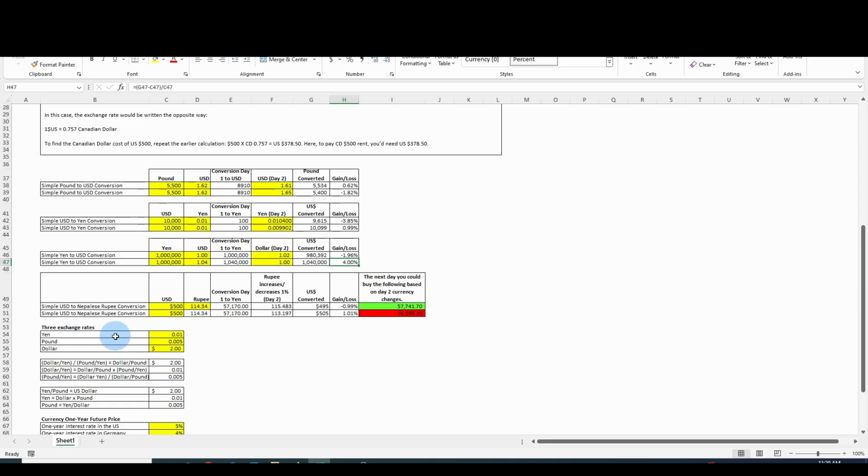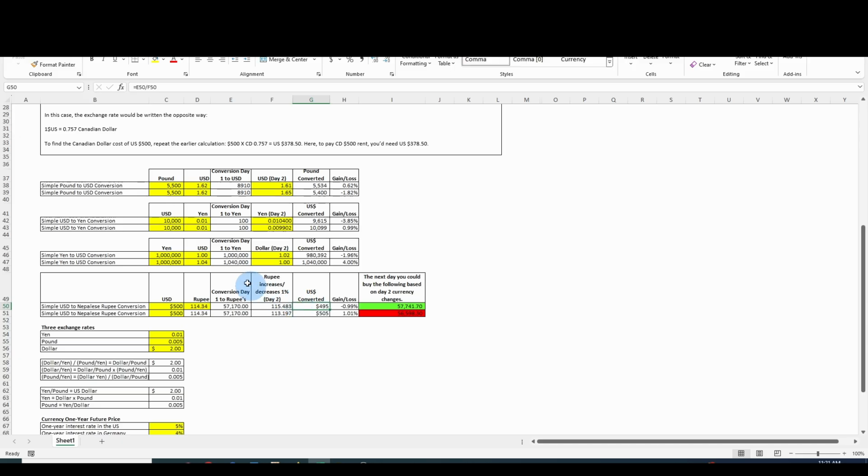Why do I do this? Because I've been to Kathmandu a number of times. I'm just curious. I want to know if I have 500 bucks, the rupee's worth 114.34. So now I have 57,000 rupees. I put yen there. That should be rupees. The rupee decreases 1%. So it went from 114 to 115.